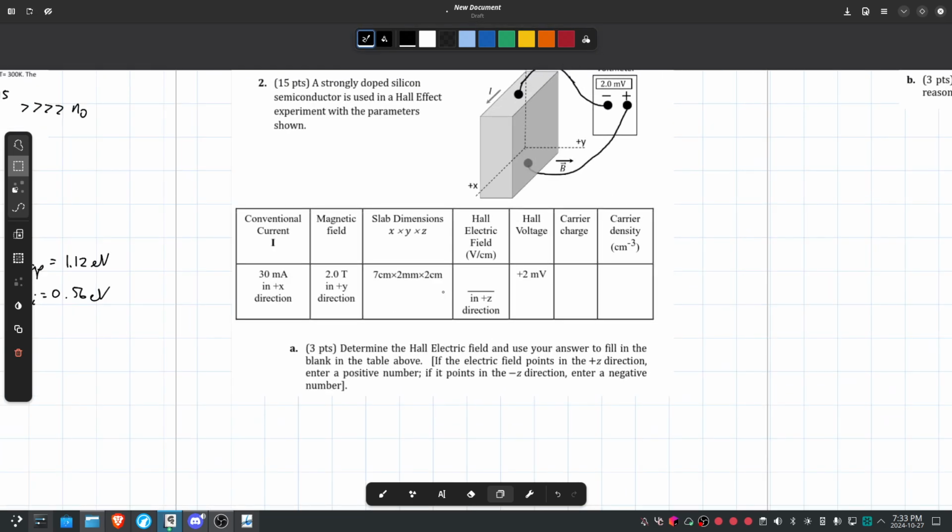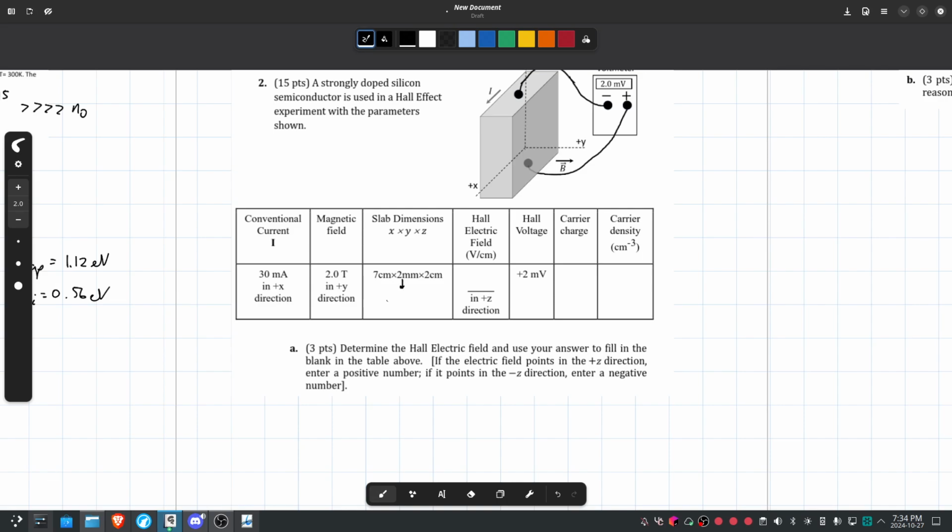Okay, so a strongly doped silicon semiconductor is used in a Hall effect experiment with the parameters shown. Conventional current, magnetic field, slab dimensions. First of all, whenever we're doing Hall voltage, actually most of the things, we're working in centimeters, not meters. That's something you really got to keep in mind. Keep aware of the units, because sometimes we don't actually use SI units. In this case, you see here we're mixing centimeters, millimeters, and centimeters. That's bad. We don't like mixing types.